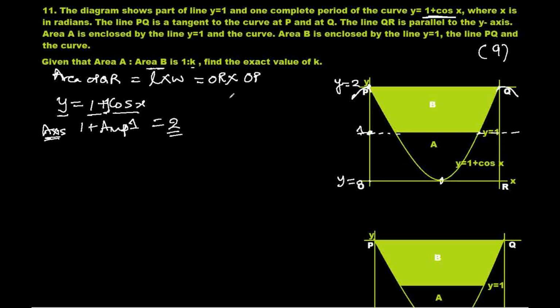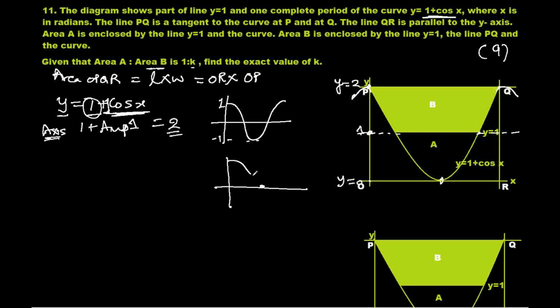Let me try to explain this by some other means. This is the graph of normal cos x, with 1 and minus 1, right? But if I add 1 to it, this whole graph goes up. This was minus 1, becomes 0, and this is how it graphs. So 1 went up, became 2. So we got y equal to 2 as this line.